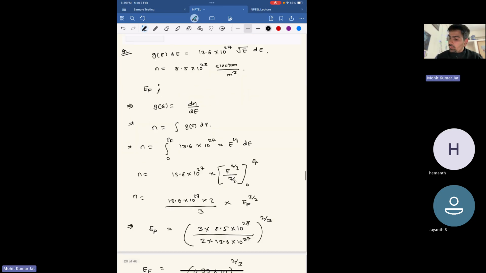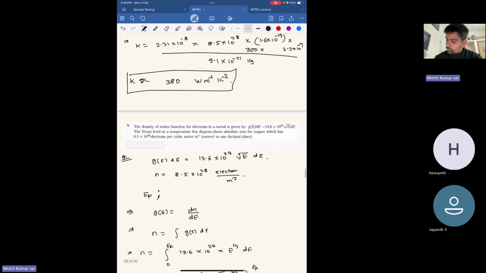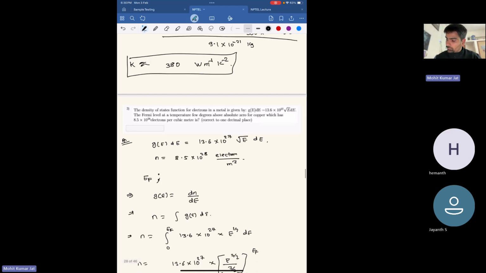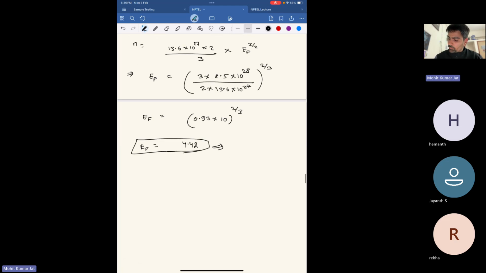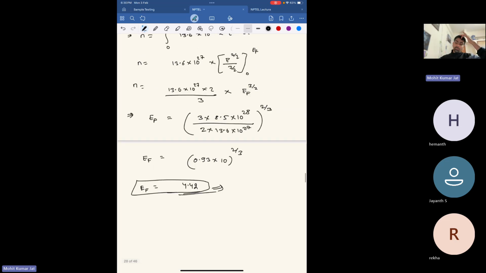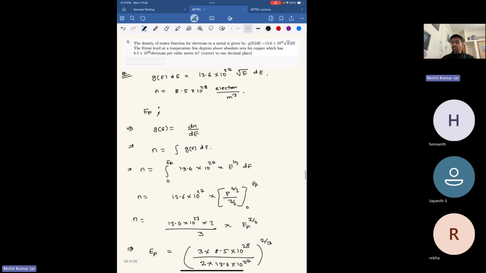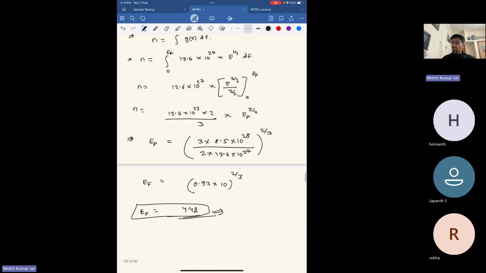So this is 4.42. Now moving to the next. Any questions? This is simple density of state. You have density of state, you integrate it with respect to energy, you get the number density. Number density you are already given, 8.5 to the power 28, and then you integrate from 0 to EF, and then you extract the EF out of it, just in mathematics, and the EF extracted is 4.42.